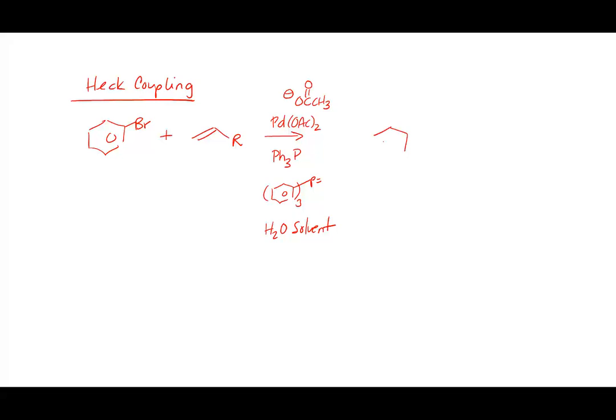you basically couple the benzene ring with the double bond. So if there's a hydrogen over here, and two hydrogens over here, this is the bond that I'm forming, between the benzene ring and the double bond, leaving the double bond intact. Okay, so I can do this in one step if I use Heck coupling. Advantages: there's no organic solvents. I can do this in water, which would be much more environmentally friendly.